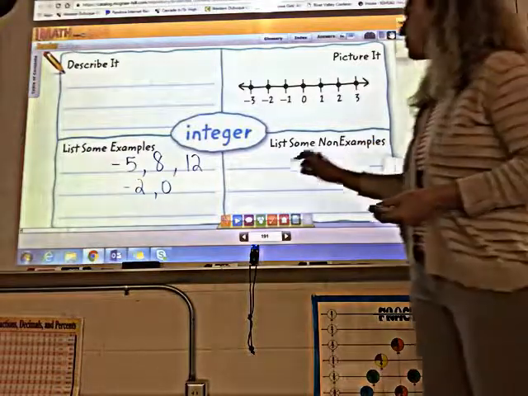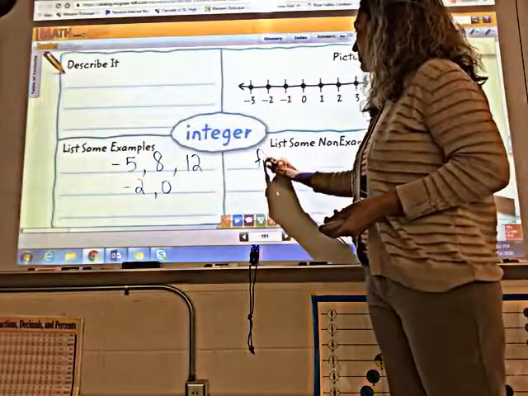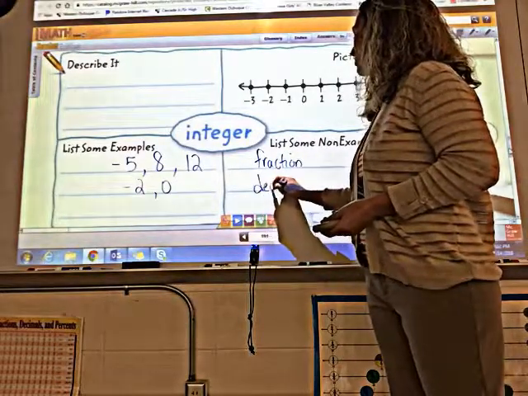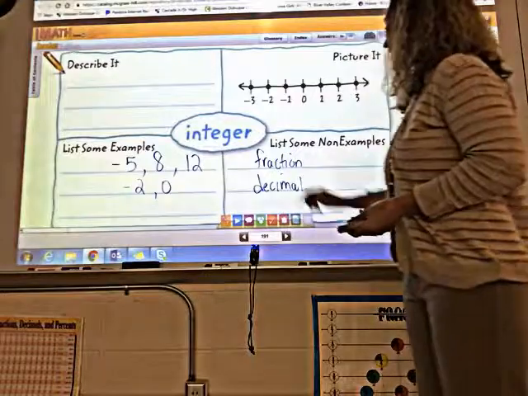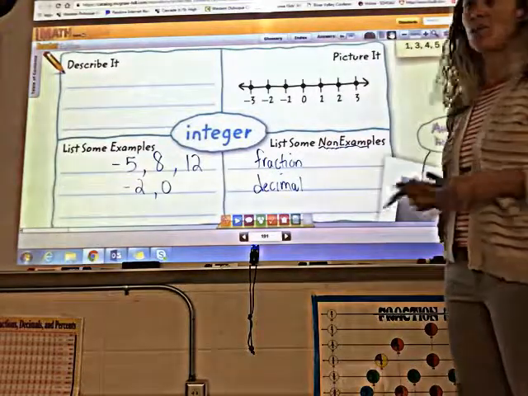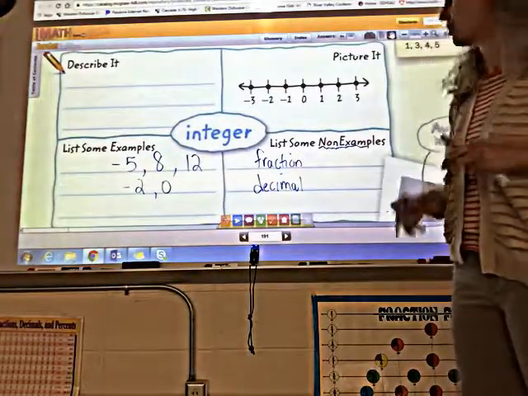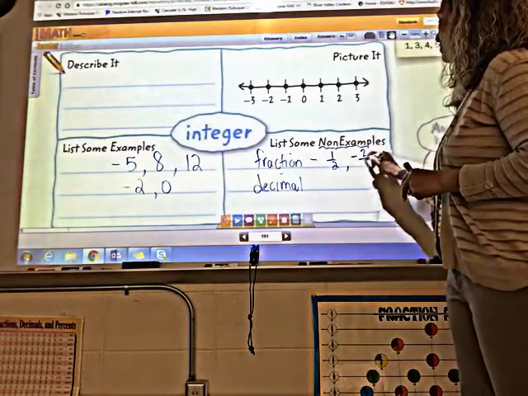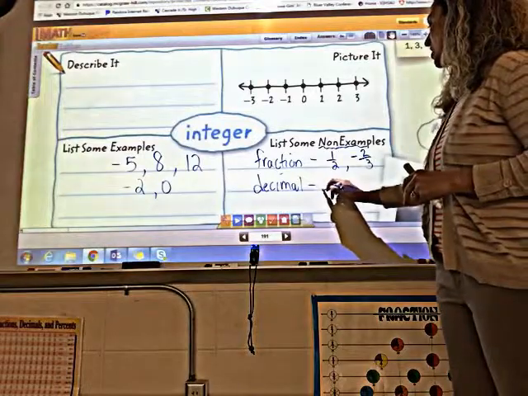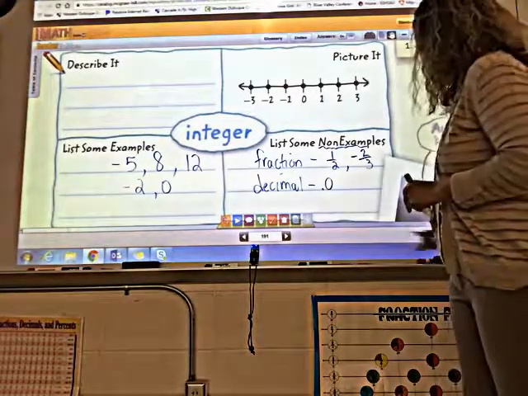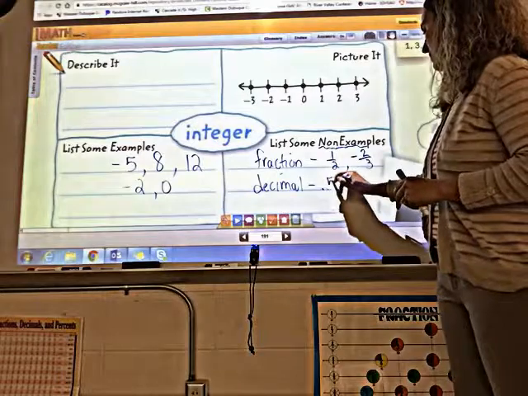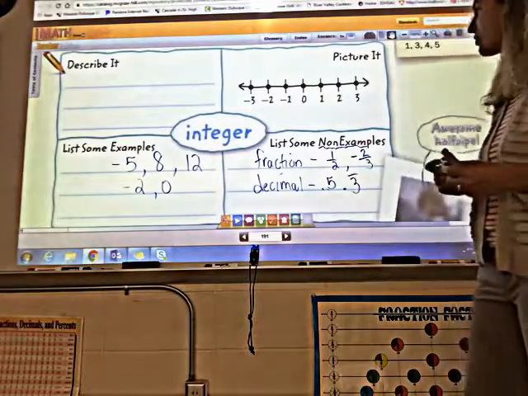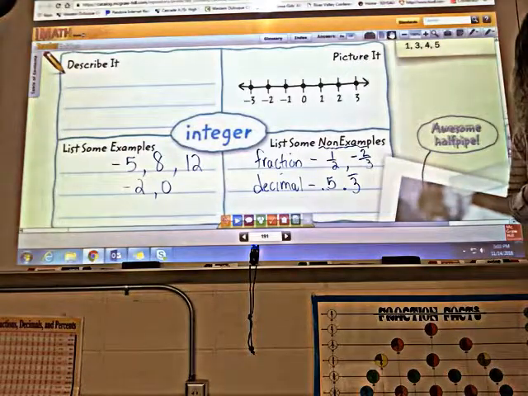Non-examples that you might see would be anything that would be a fraction or a decimal. Again, we're looking at non-examples, so those are numbers that you see that are not integers. So fractions like 1/2, negative 2/3, or decimals such as 0.5, 0.3 repeated. Those would be non-examples of integers.